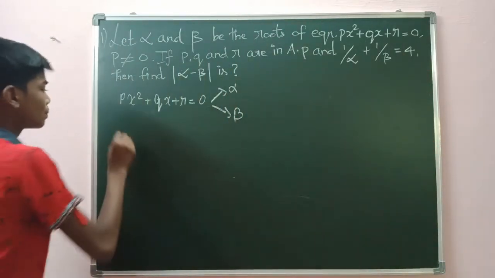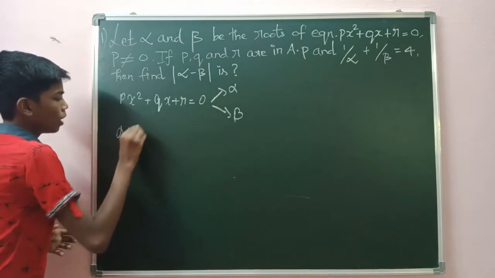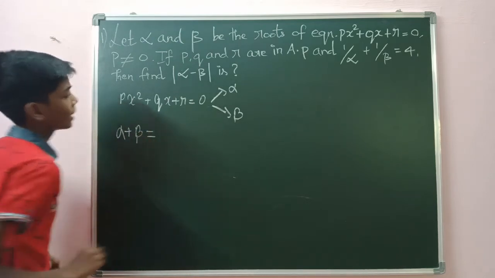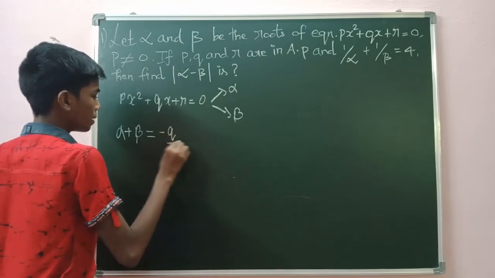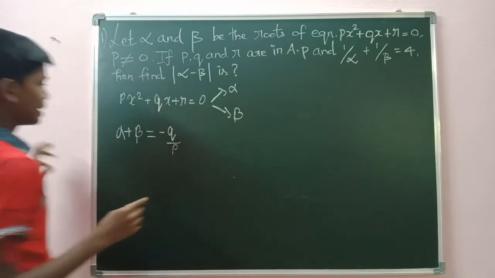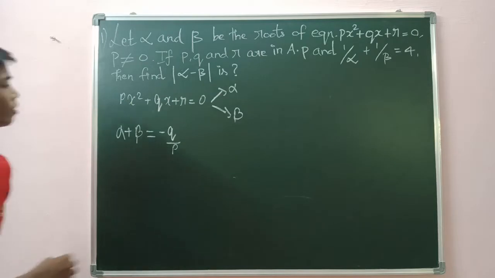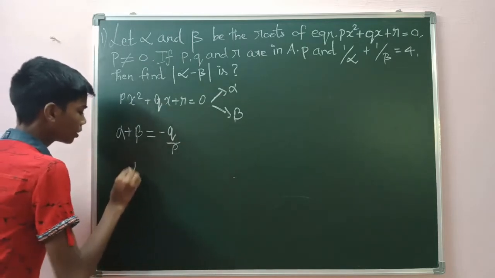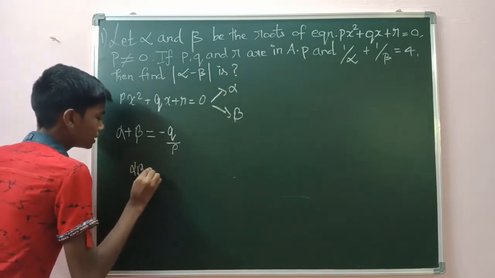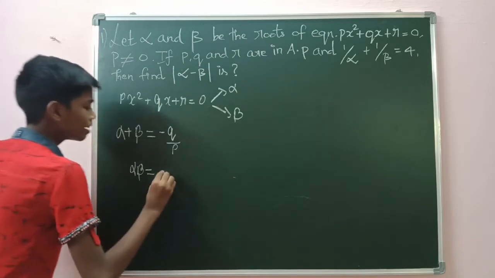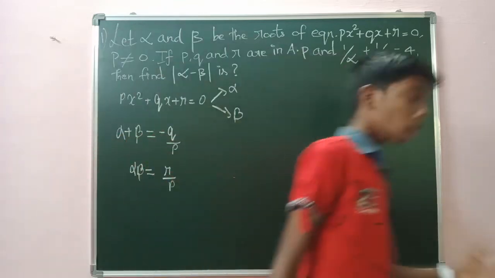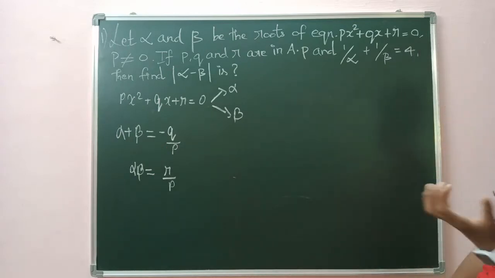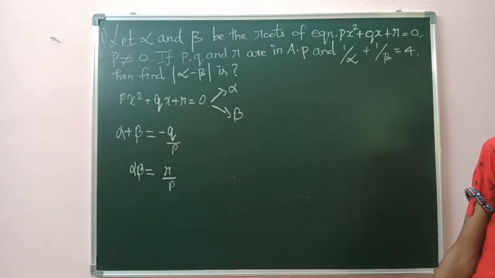So the sum of the roots will be nothing but alpha plus beta. What is your sum of the roots formula? That is minus b by a. Minus b by a will be minus q by p, because your b is q and a is p. And what will be your product of the roots? The product of the roots will be alpha beta, and that is nothing but c by a. C by a will be r by p. That is something I got now, and I hope you guys know how to find the sum of the roots as well as the product of the roots.